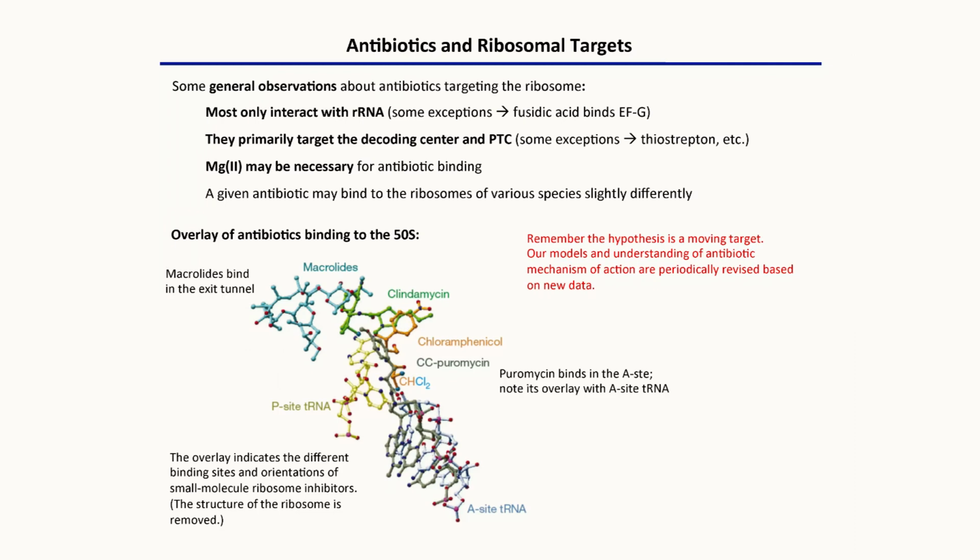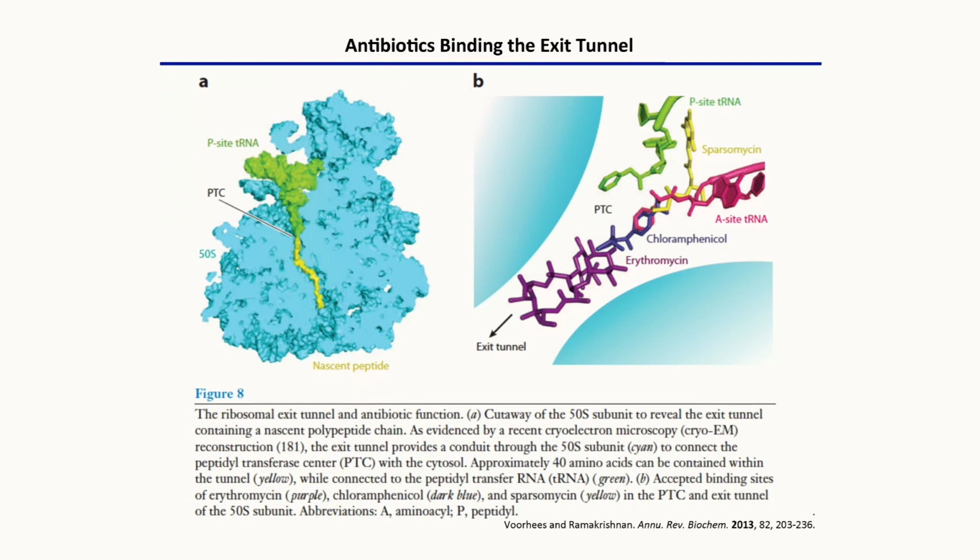And just as an example of an antibiotic binding to the exit tunnel, here we're looking at the 50S. We have a P site tRNA, and here we have a nascent polypeptide coming through the exit tunnel. And here we have some examples from structural information about erythromycin and chloramphenicol bound in this region here.